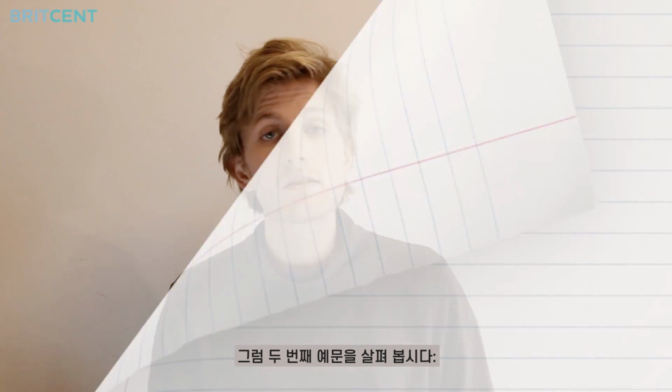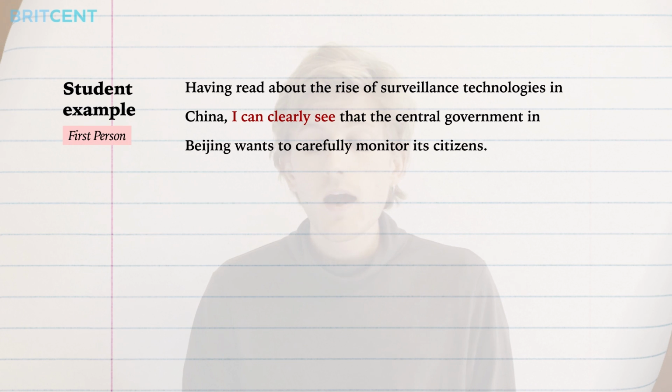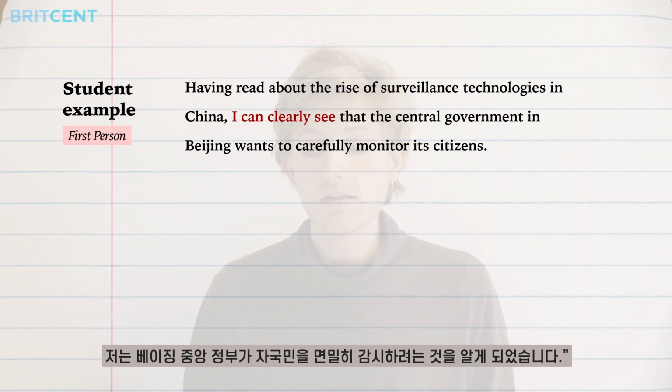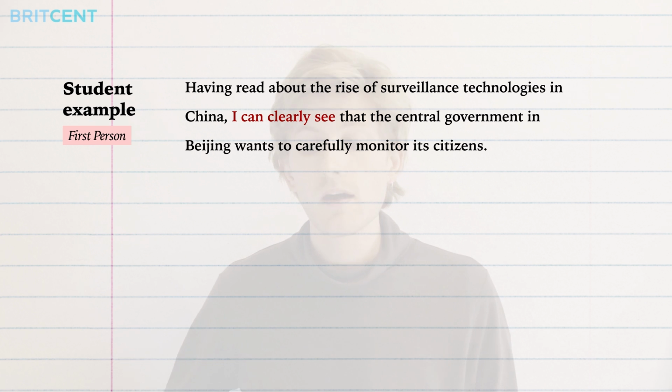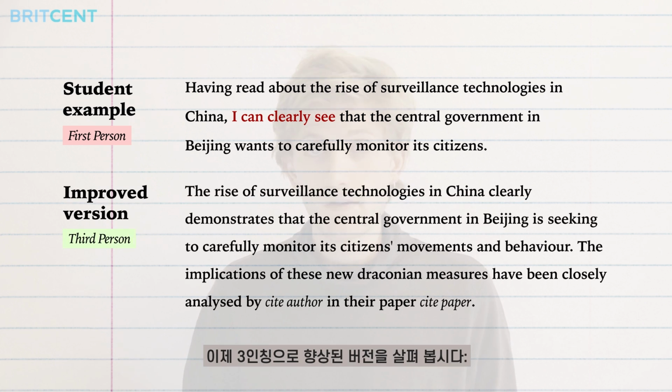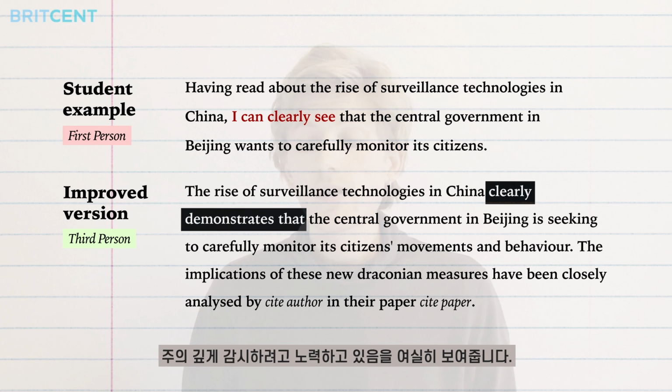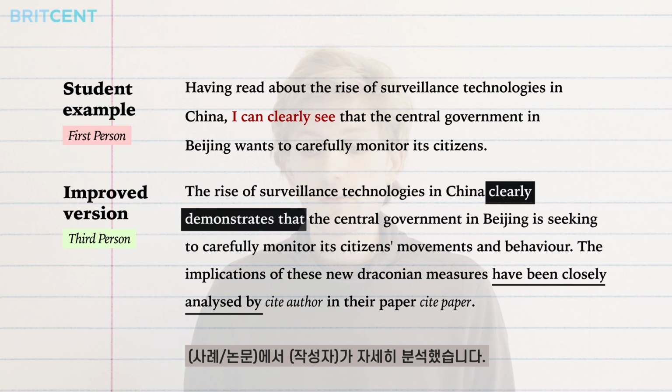Okay, so let's take a look at example number 2. "Having read about the rise of surveillance technologies in China, I can clearly see that the central government in Beijing wants to carefully monitor its citizens." Now let's hear the improved version in third person. "The rise of surveillance technologies in China clearly demonstrates that the central government in Beijing is seeking to carefully monitor its citizens' movements and behavior. The implications of these new draconian measures have been closely analysed by," and then you would cite the author, "in their paper," and then you would cite the paper.